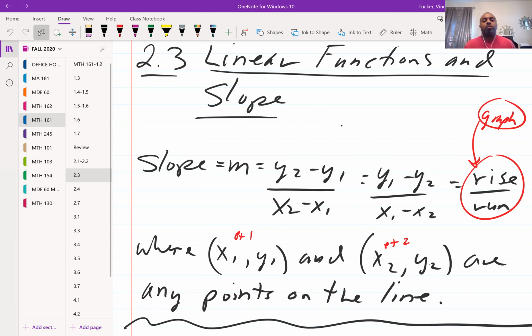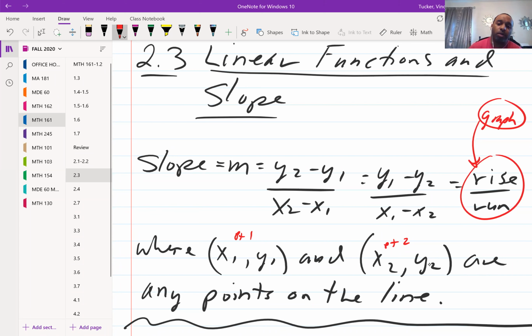So we're looking at our slope. Slope is m. And so to calculate our slope, that's y2 minus y1 over x2 minus x1. Also y1 minus y2 over x1 minus x2. Both of those will give you the same thing no matter what order, so you just have to be consistent. If you use y2 first on top, make sure you use x2 first on the bottom. Or if you use y1 first on top, make sure you use x1 first on the bottom. And then we'll have rise over run, and you normally use that when you're trying to graph your line.